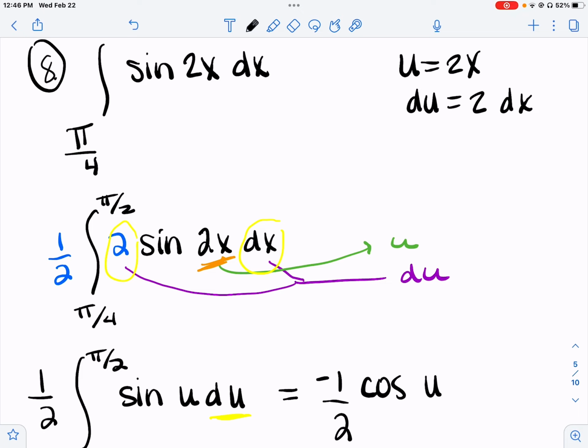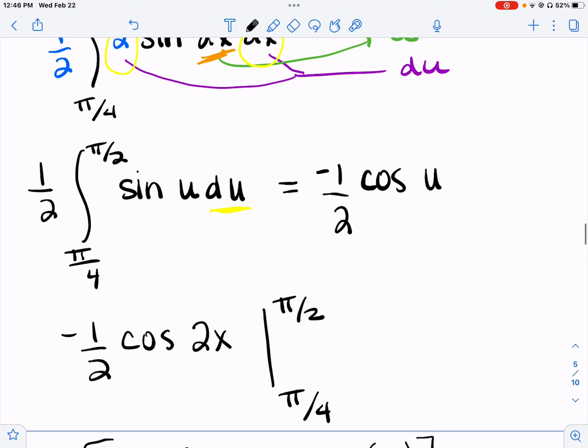Sine of 2x becomes sine u. Okay, what's circled there? The 2 in the dx, that's du. Sine of 2x is sine of u. Okay. The integral of sine is cosine, negative cosine. We have our negative on the outside, -1/2. Okay, the integral of sine is negative cosine.